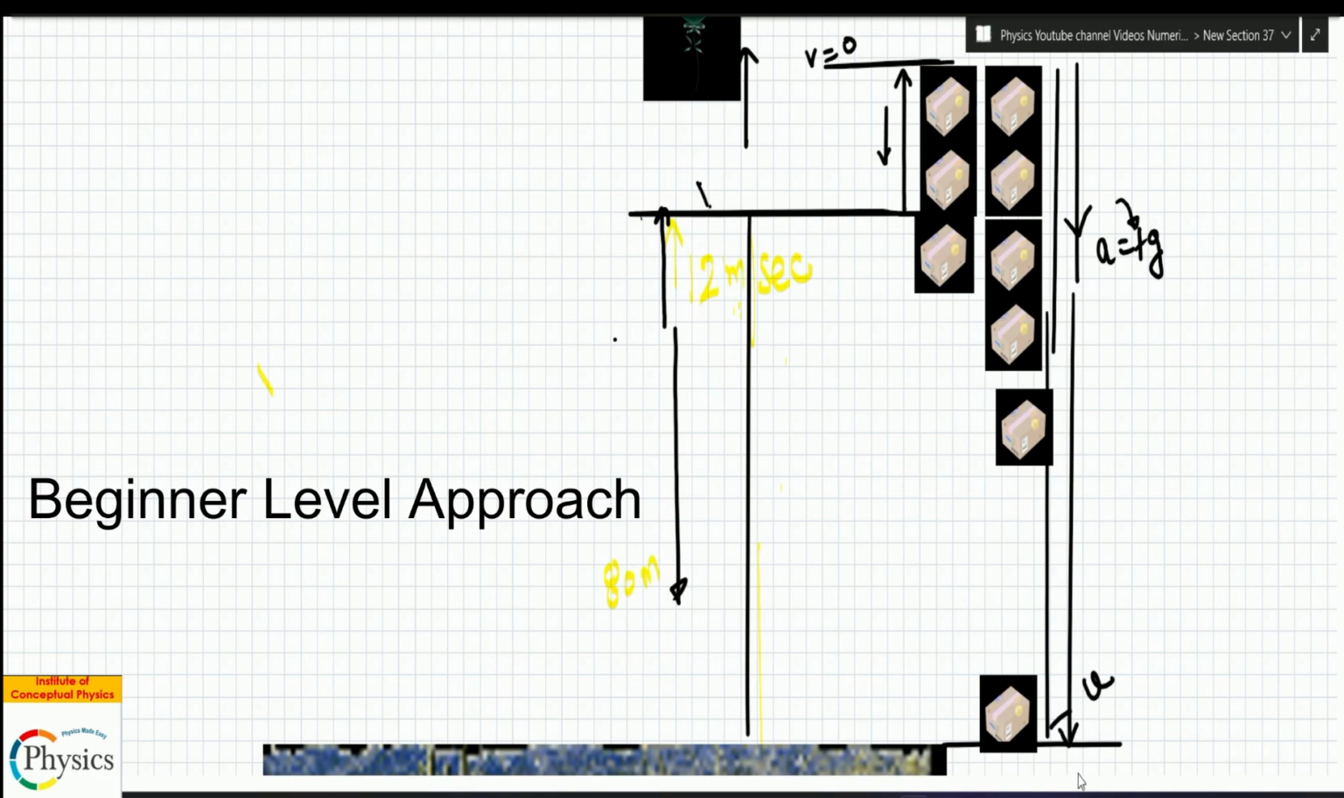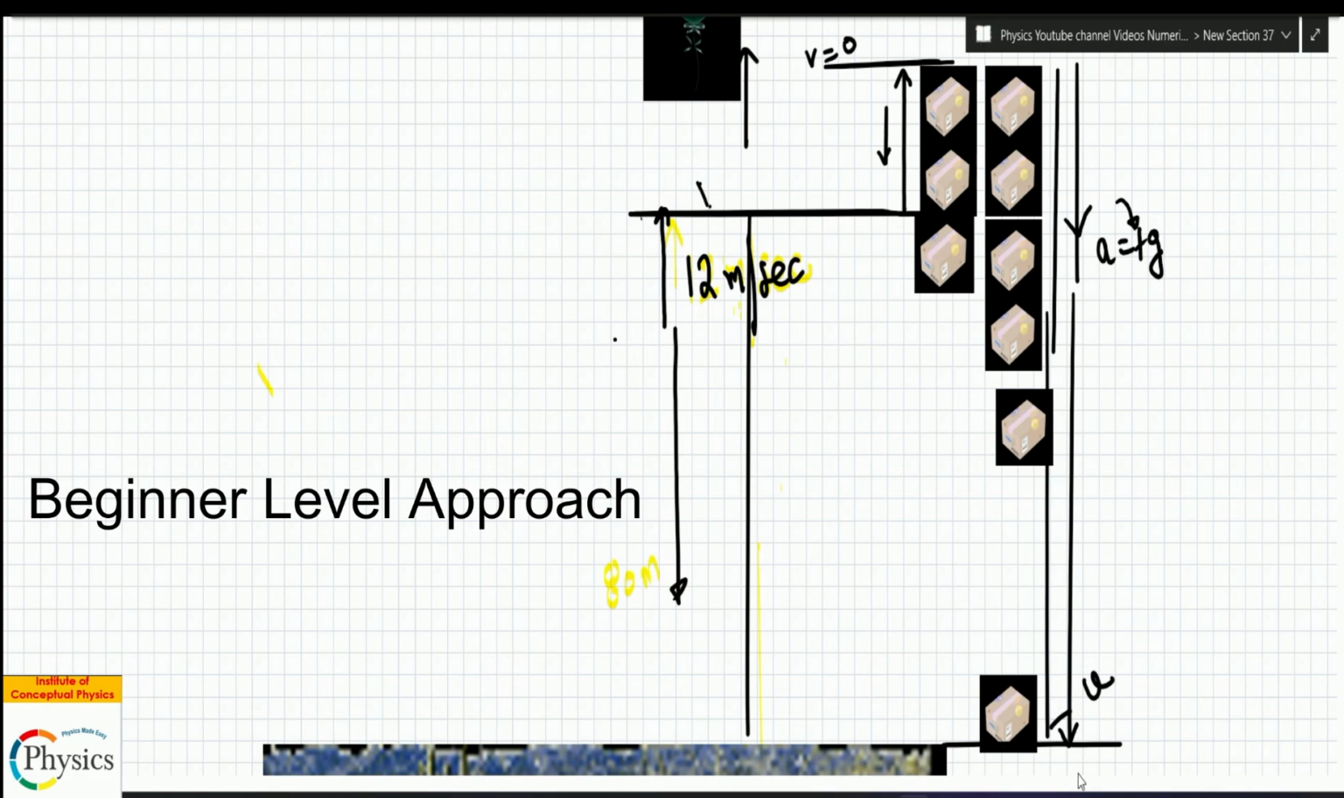I hope the motion is clear. A lot of students, when they solve this problem, visualize the question this way, and that really complicates the matter. Even I, as a student, would do this initially. But I'll tell you a trick.